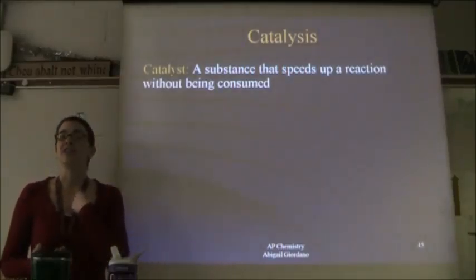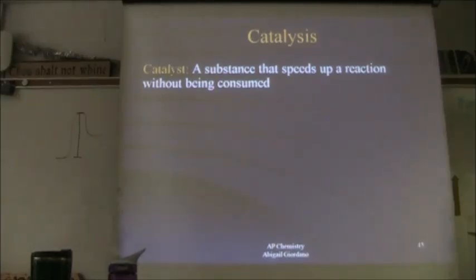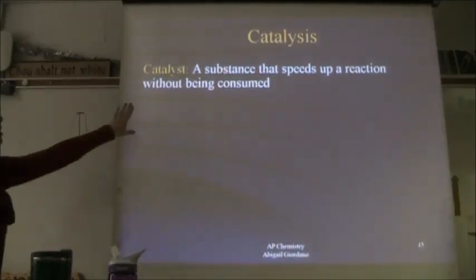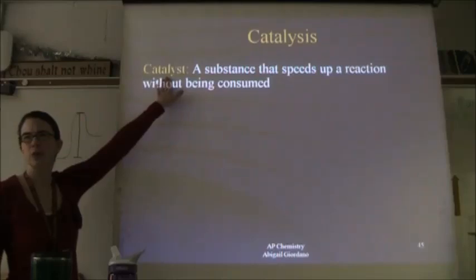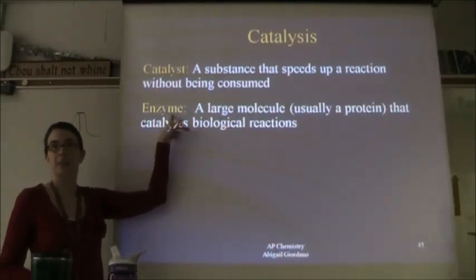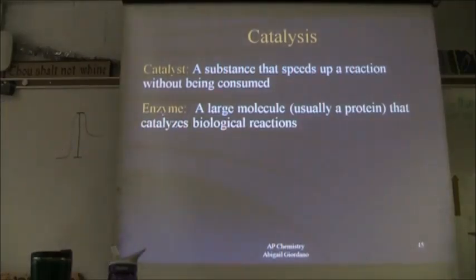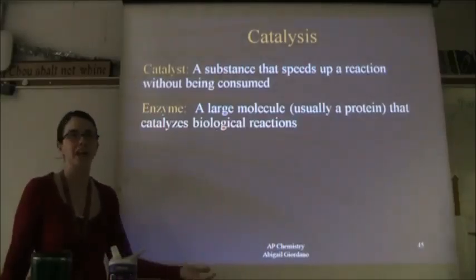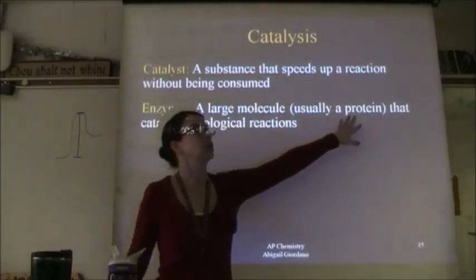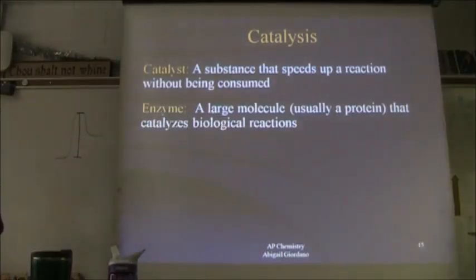For any of you that go on to take AP Bio with Dr. Fernandez next year, I know a number of you are, or have taken AP Bio, she will sometimes use this word, but most often she's going to use this word, enzyme. An enzyme is a catalyst in a biological or biochemical setting. Enzymes are usually proteins. It's just a catalyst in a very specific setting.